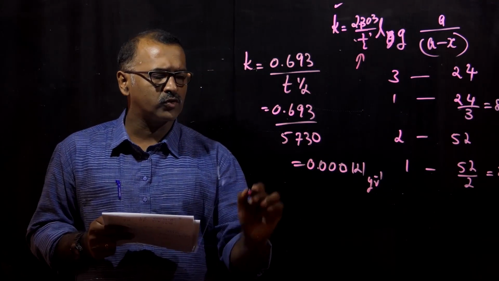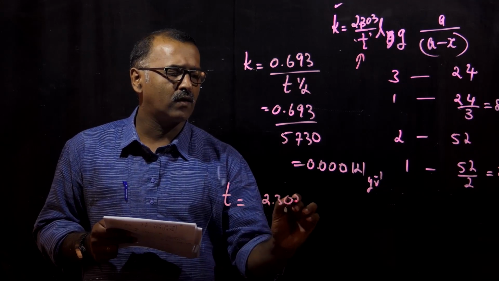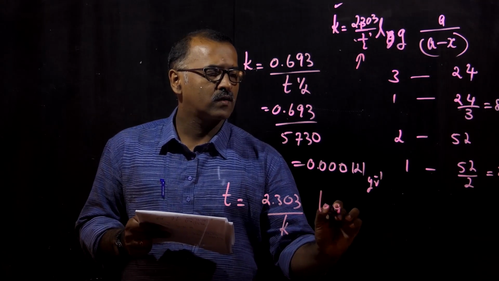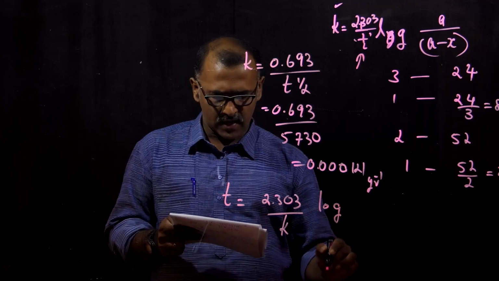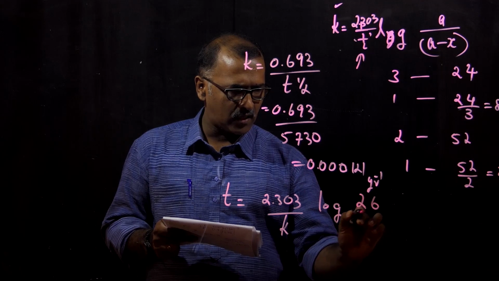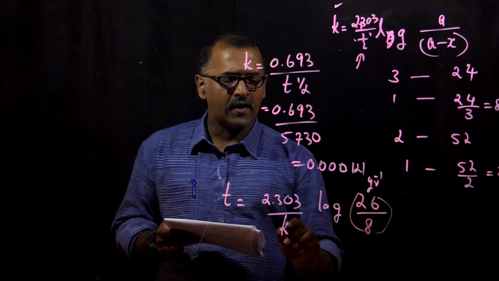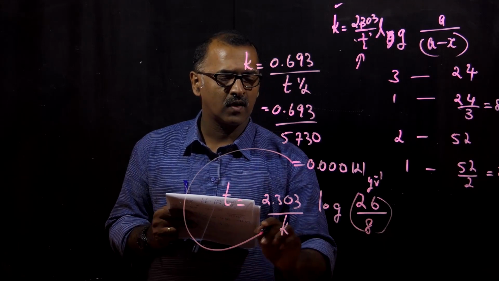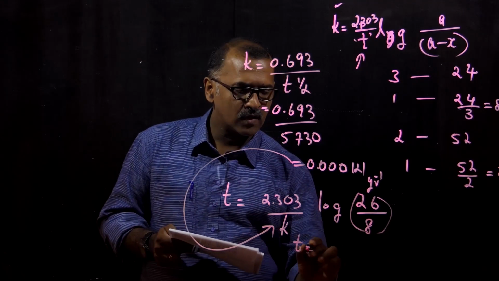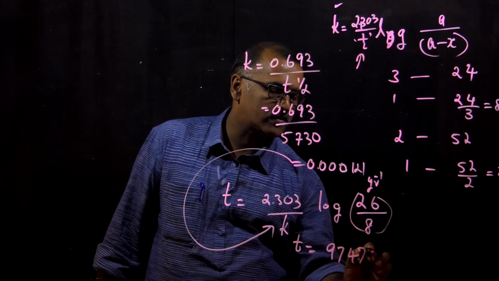Now we can directly substitute in this equation, since we need the time. So we can rewrite that equation as T is equal to 2.303 by K log of A by A minus X. So A is 26, which is the initial count, divided by A minus X, here 8. Upon substitution of K and simplification, you can calculate by yourself. It will come approximately to 9747 years.